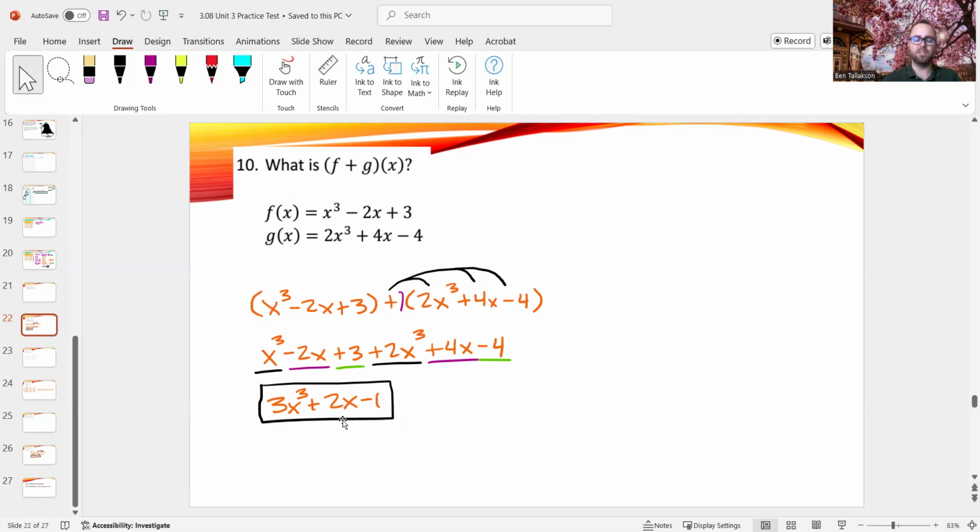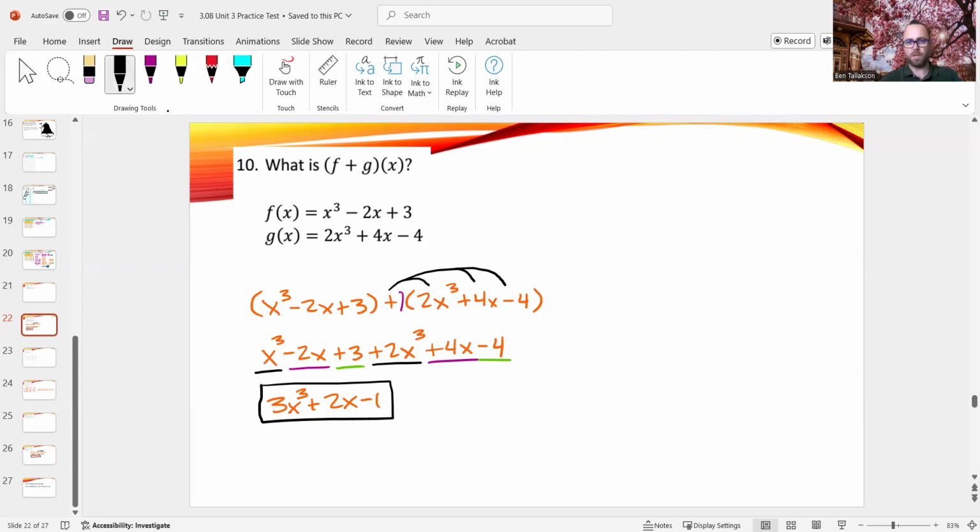And this answer is in standard form, meaning exponents decrease. We start with 3, and then we go to 1, and then none. There is no x squared here, but that's okay. As long as your exponents are going down, you have it written in the right order.